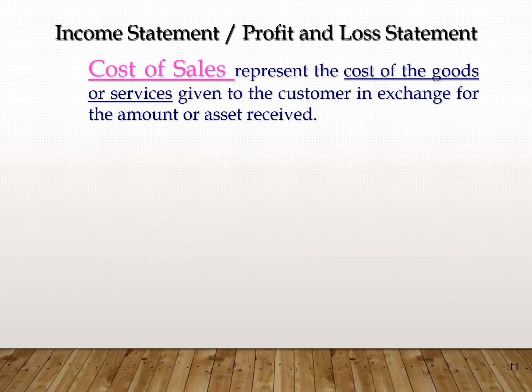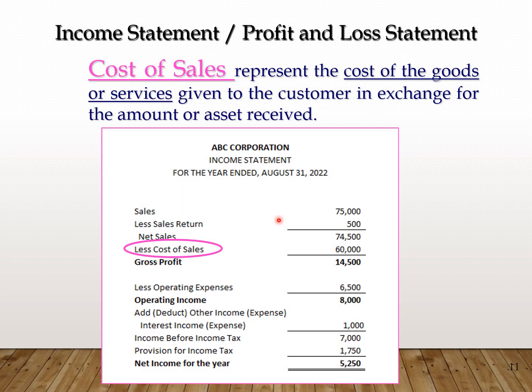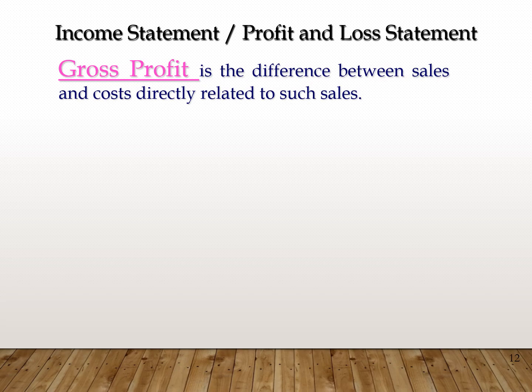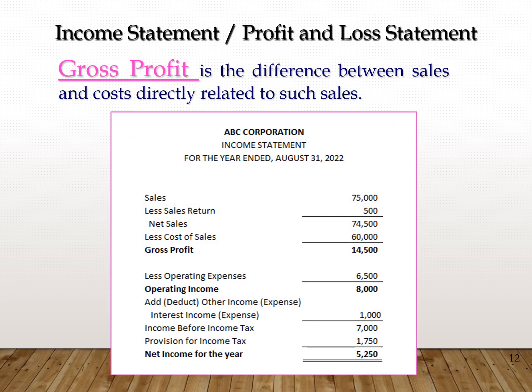Next is the cost of sales, which represents the cost of the goods or services given to the customer in exchange for the amount or asset received. It is presented after the sales account in the income statement. To continue, this is the gross profit. It is the difference between sales and cost directly related to such sales.